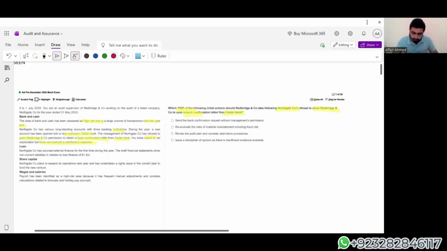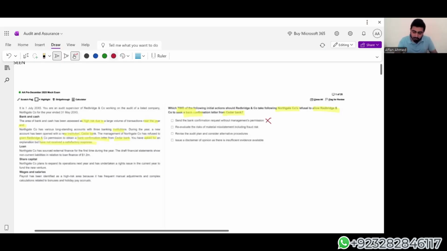Now, what does the first option say? Send the bank confirmation request without management's permission. If we send the bank confirmation without the client's permission, we are going to send it from our own letterhead, because the client will not give his letterhead. That means we are sending the bank a confirmation that they will not reply to. Why would they reply to me? Do they know me? No, they don't. If they don't know me, they will not reply to my confirmation, because if they do, they will be leaking confidential information to a party that is not verified. That would be a breach of confidentiality and of law from their side. So this won't be the correct option that we are looking for.